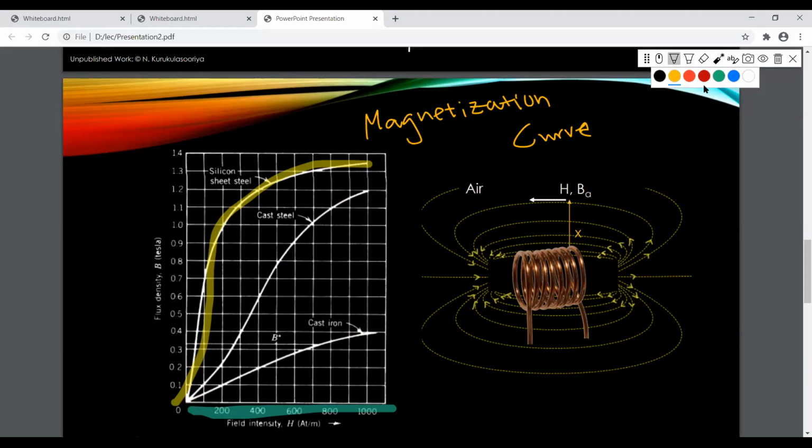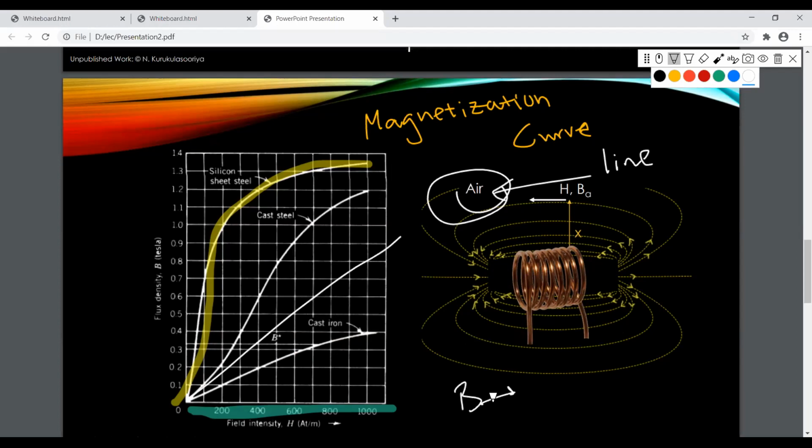And for air, if you assume that there is no metal plate and only air is residing, you would get a simple line. Remember, for air, the magnetization curve is a line. In other words, the BH relationship for air is linear.